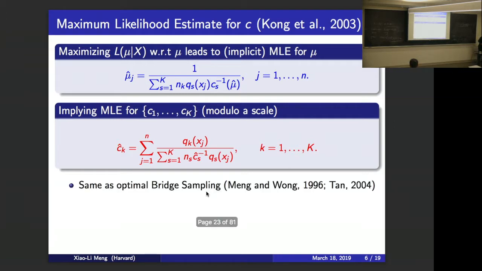The reason I show this is that it turned out, Wing Wong, who is Jun's advisor, I only work with Jun's advisor, we wrote the bridge sampling paper. At that time, we did not know this framework, but it turned out that what we proved to be optimal bridge sampling is actually this.